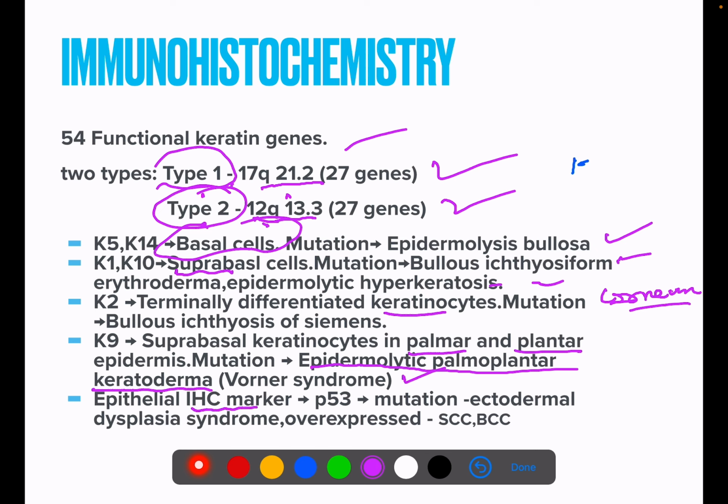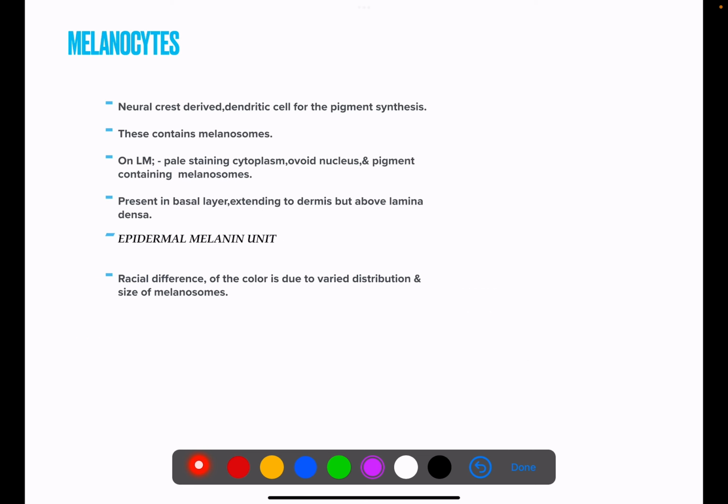Epithelial IHC marker P53 mutation will cause ectodermal dysplasia syndrome, and is overexpressed in SCC and BCC, squamous cell carcinoma and basal cell carcinoma. Okay. Then melanocytes, neural crest cells derive dendritic cells for the pigment synthesis. These contain melanosomes. On light microscopy, pale staining cytoplasm, ovoid nucleus, pigmented containing melanosomes, present in basal layer extending to dermis, but above lamina densa.